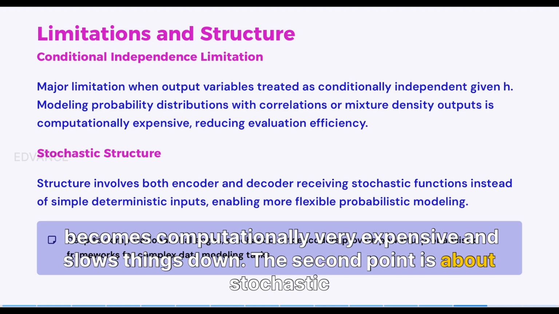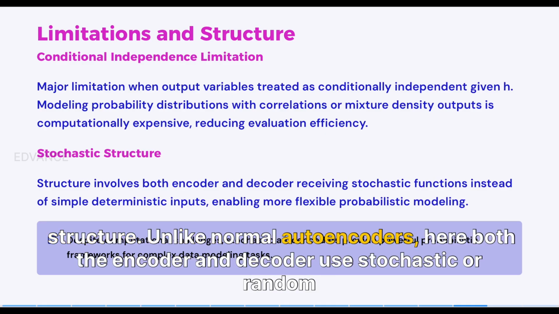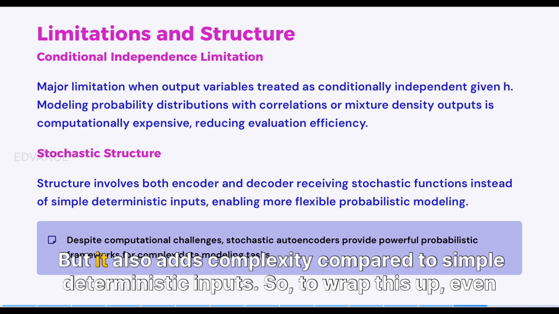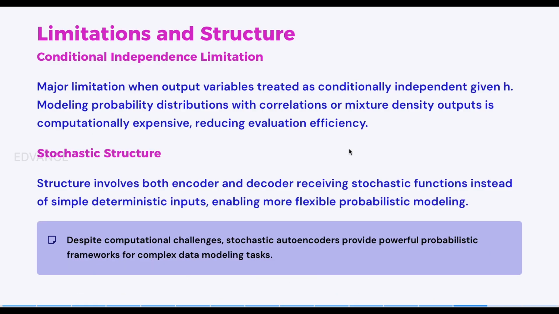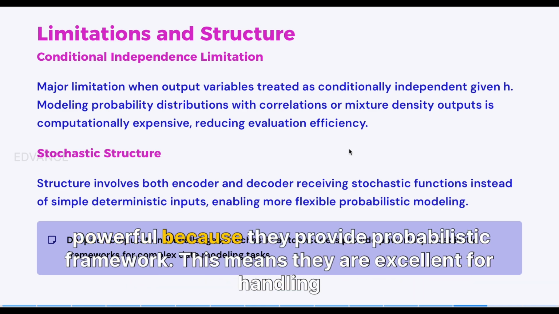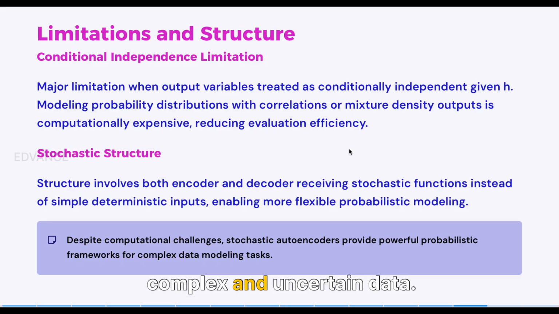The second point is about stochastic structure. Unlike normal autoencoders, here both the encoder and decoder use stochastic or random functions. This makes the model much more flexible. It can capture uncertainty or variability in data. But it also adds complexity compared to simple deterministic ones. So, to wrap this up, even though stochastic autoencoders can be heavy and sometimes inefficient, they're still very powerful because they provide a probabilistic framework. This means they are excellent for handling complex and uncertain data.